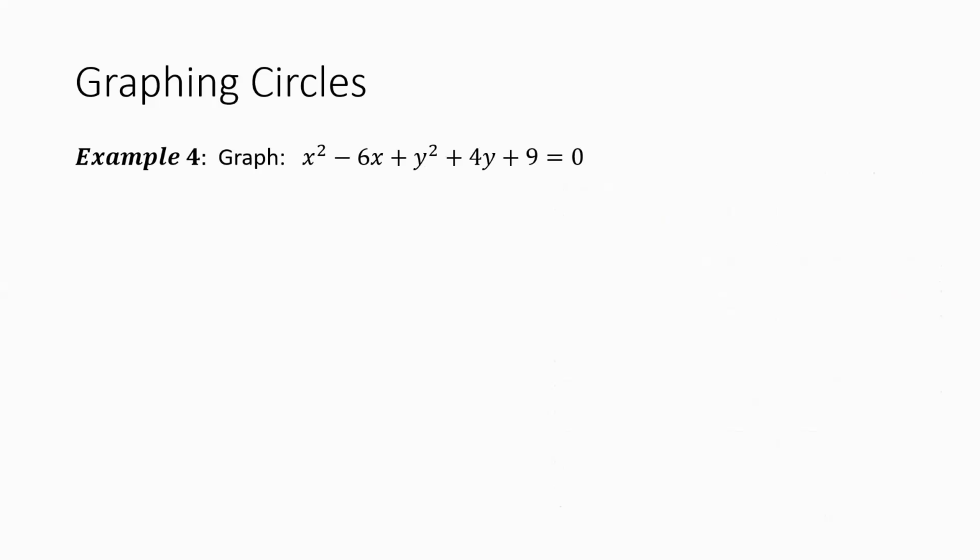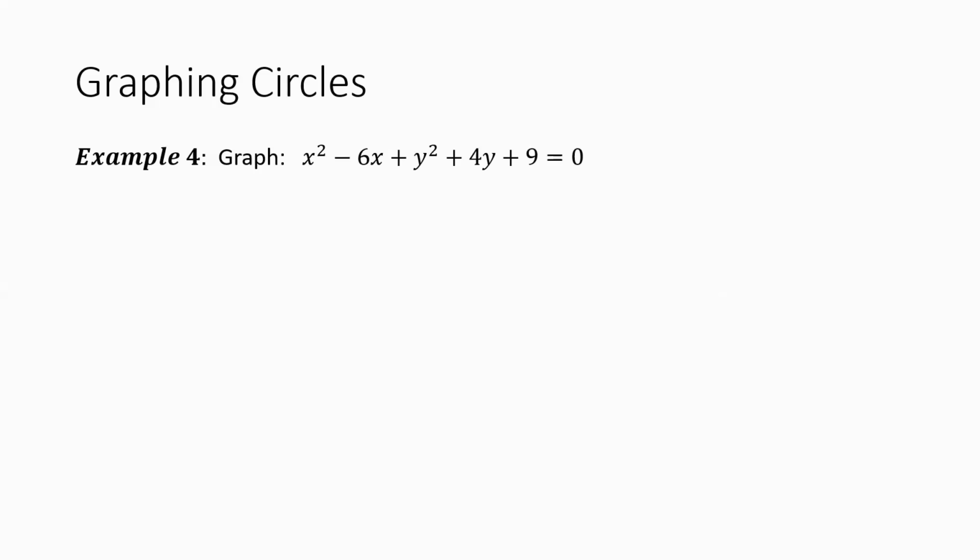Because once we have that, we can identify pieces of information and go ahead and graph the circle. It's actually not super difficult, but getting it into that form is a little bit tricky, and it's going to rely on a skill that we saw, I believe, in the second week. I mentioned it the first week, but it was the second week, and that skill is completing the square.